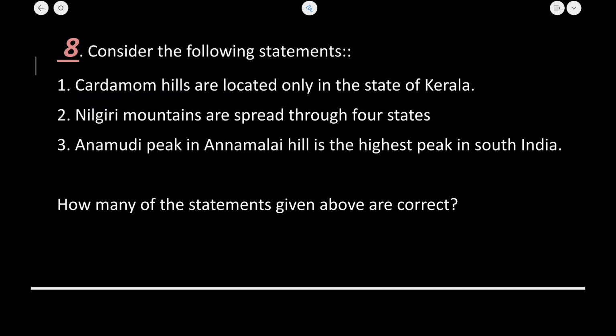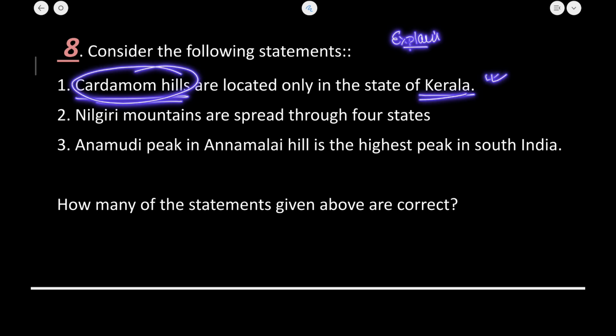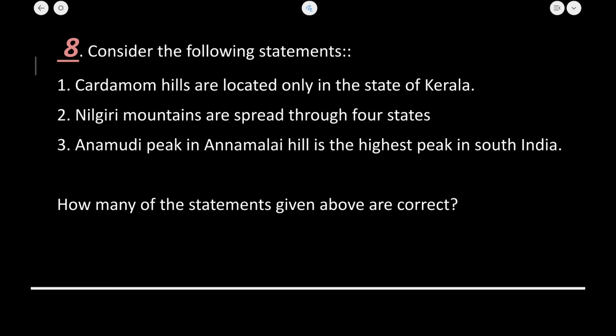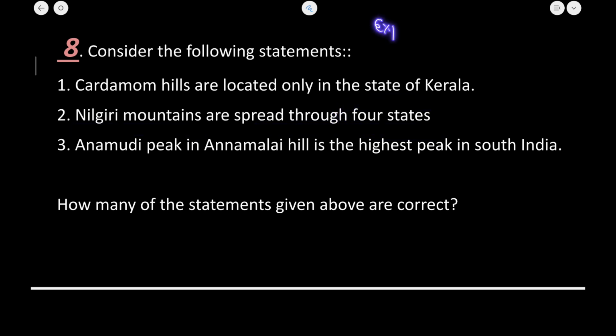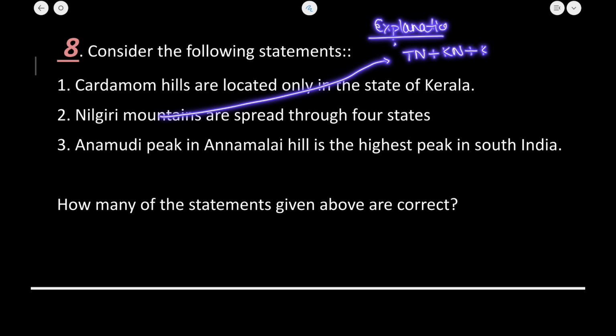Okay, now the next question is, Cardamom Hills are located only in the state of Kerala. When I was telling you about the Cardamom Hills in the explanation part, I already told you that these lie solely in the state of Kerala. So the first statement is true. Next statement is, Nilgiri mountains are spread through 4 states. Clearly in the explanation part I have mentioned the states in which these Nilgiri mountains are, and these states are Tamil Nadu, Karnataka and Kerala, so not 4 states but 3 states. So the second one is wrong.